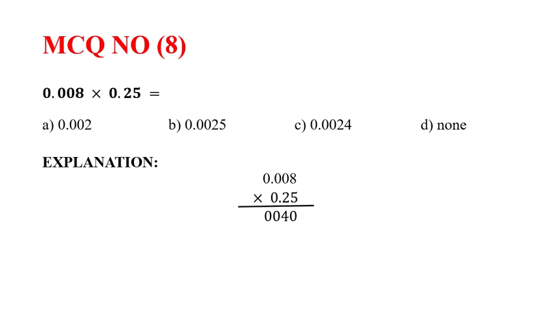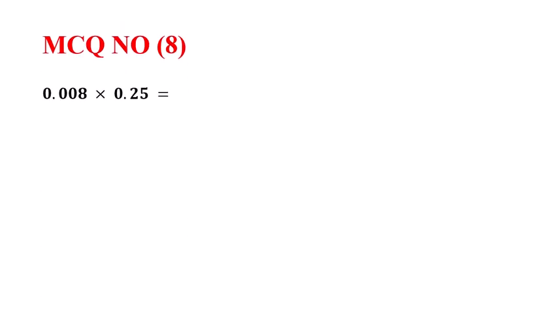After multiplying we get 0.0040, and then multiply with 2, we get 0.0160. At the end we multiply with 0, we get all of them 0, and add up these values. We get 0.00200. So the final answer of MCQs number 8 is option A is correct, that is equal to 0.002.